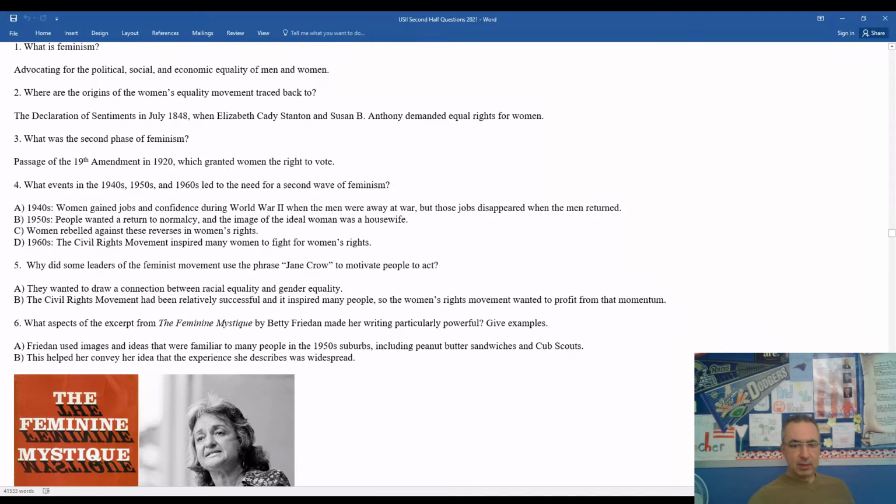Five, why did some leaders of the feminist movement use the phrase Jane Crow to motivate people to act? They wanted to draw a connection between racial equality and gender equality. Obviously, the Jim Crow laws were the segregationist rules and regulations that were keeping African Americans and whites separate, in particular in the South. The civil rights movement had been relatively successful and inspired many people. So the women's rights movement wanted to profit from that momentum, jump on the bandwagon and push forward with women's rights as well.